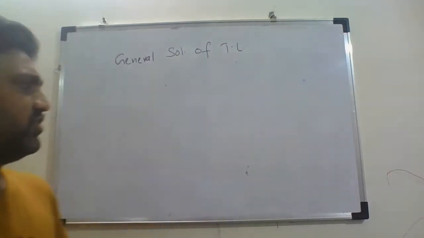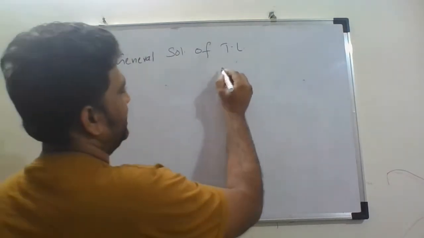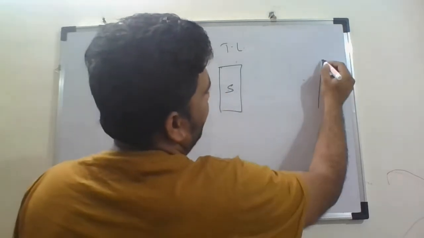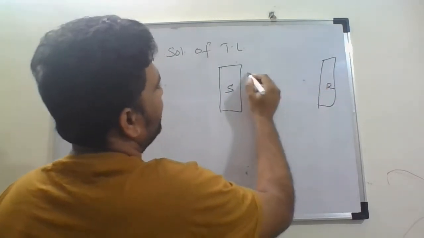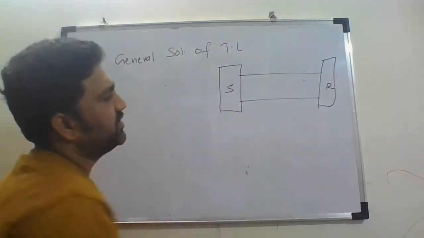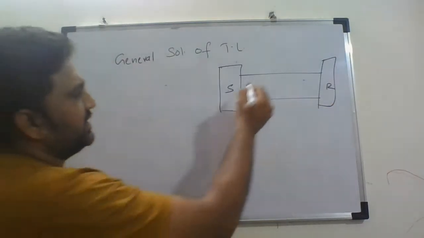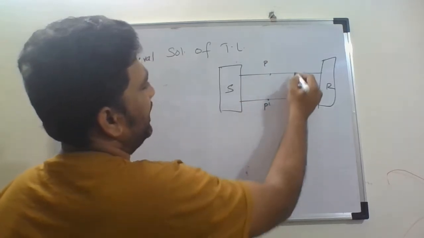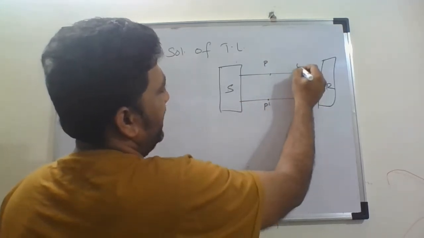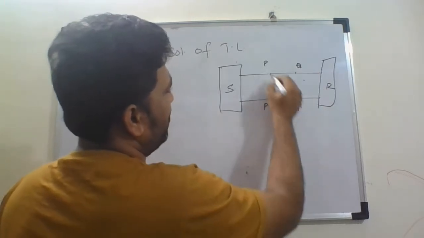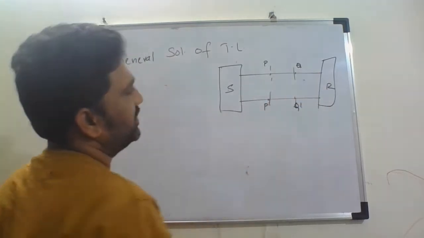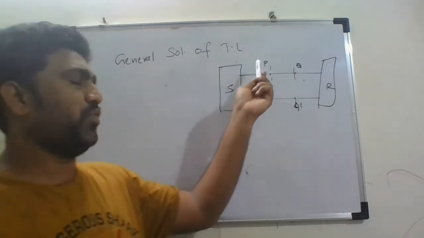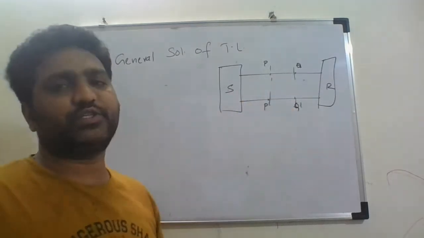For this, let us consider a transmission line. I have a source point and a receiver point. So this is my transmission line. On this transmission line, let us consider a point P dash and another point QQ dash. Let us consider a small portion of this transmission line, which is between the points PP dash and QQ dash.